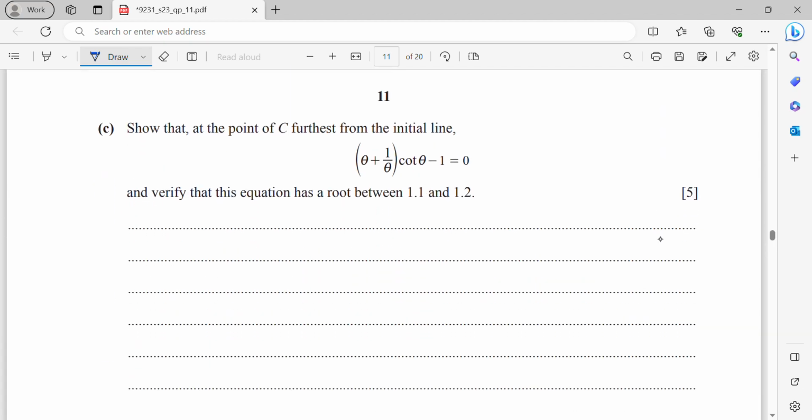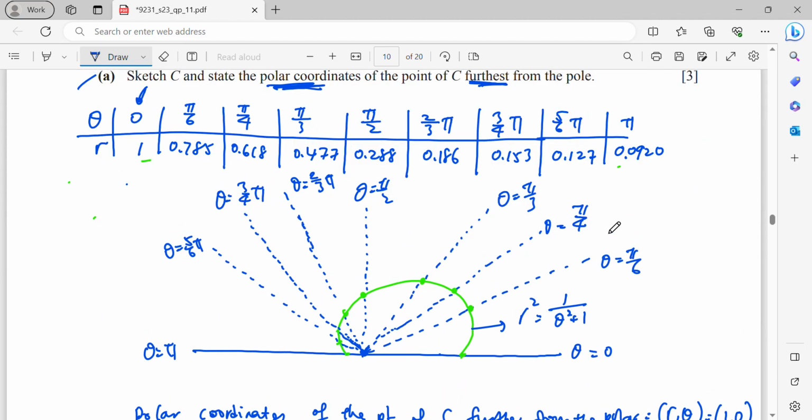C. Show that at the point of C furthest from the initial line. Okay, it's no longer furthest from the pole, it's furthest from the initial line. This is the equation. And verify that this equation has a root between 1.1 and 1.2. Okay, so what does it mean by this furthest from the initial line? Let's look at the curve. We know that this is initial line. Okay, so when furthest means it will be the vertical distance. So vertical distance, which is y value.